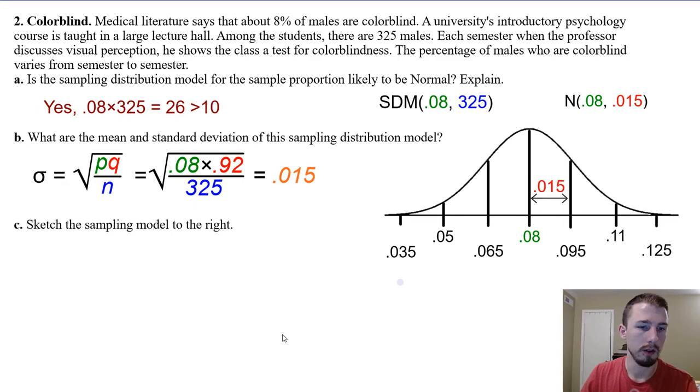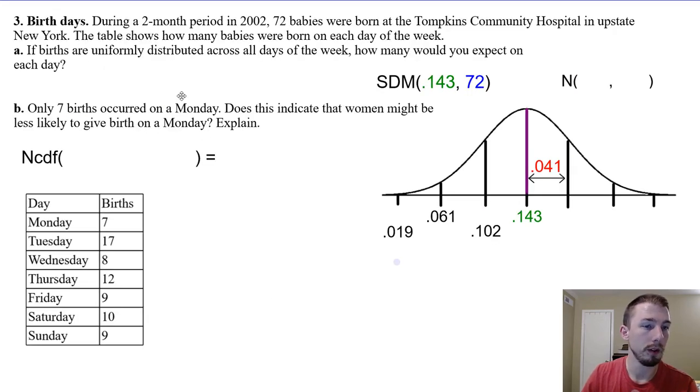All right, cool stuff. Next question, birthdays. During a 2-month period in 2002, 72 babies were born at Tompkins Community Hospital in upstate New York. The table shows how many babies are born on each day of the week. If births were uniformly distributed across all days of the week, which we'll get to in a little bit, then how many would you expect on each day?